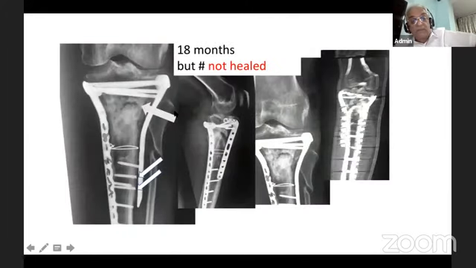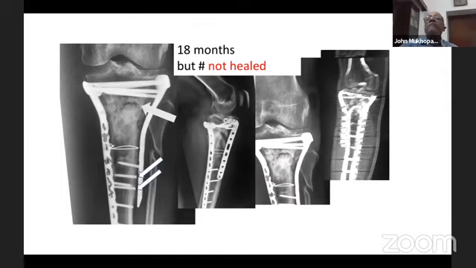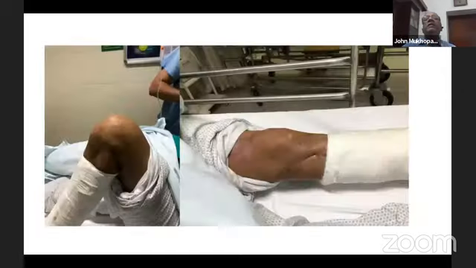And now this is 18 months. This is how the fracture is. You can see the screws have broken down. Now what? Now what? So can we just, Dr. Tanna, go back to the immediate post-op X-ray?